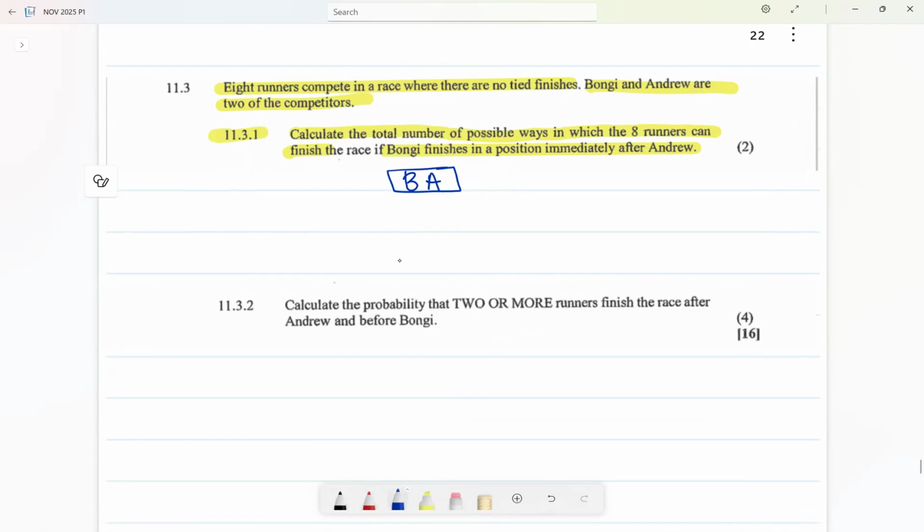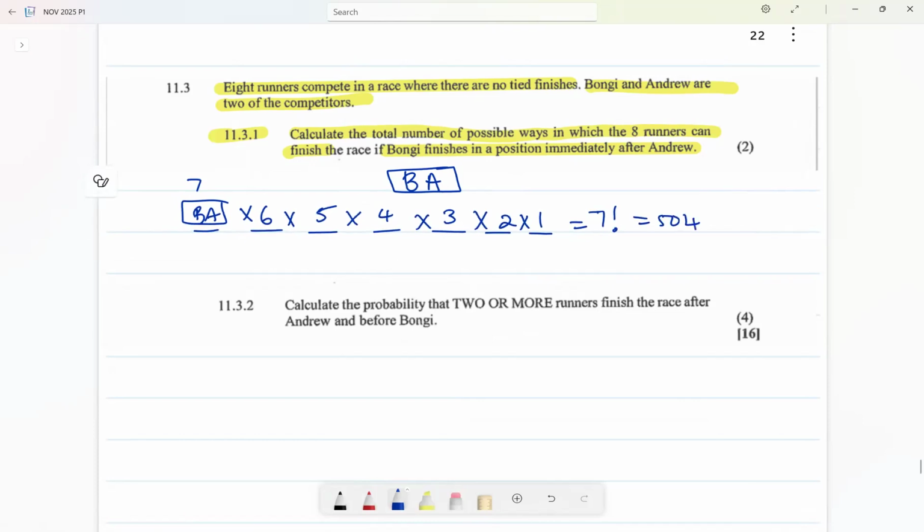And then now let's see. They say calculate the number of possible ways. Now, if we take this as a unit, it means we will have other 6 competitors. Remember, these 2 are now fixed, plus other 6 competitors. So it means we're going to have 7 possible positions. It's going to be BA here and then the other 6 competitors. So we're just going to have 7 factorial, which is 5040.